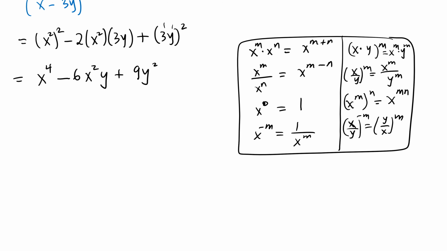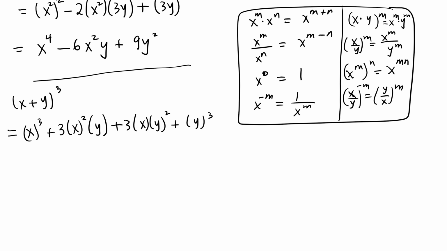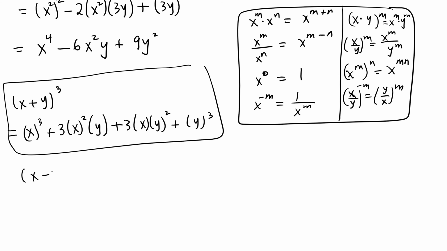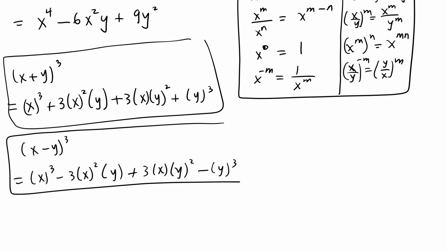Now other formulas we need to know. We have the x plus y cube. How do we cube this? It's the first one cubed plus 3 first one squared times the second, 3x y squared and plus y cubed. Same for the minus case. So if you have x minus y cubed, so that's x cubed minus 3x squared y plus 3xy squared minus y cubed. They alternate plus minus plus minus.